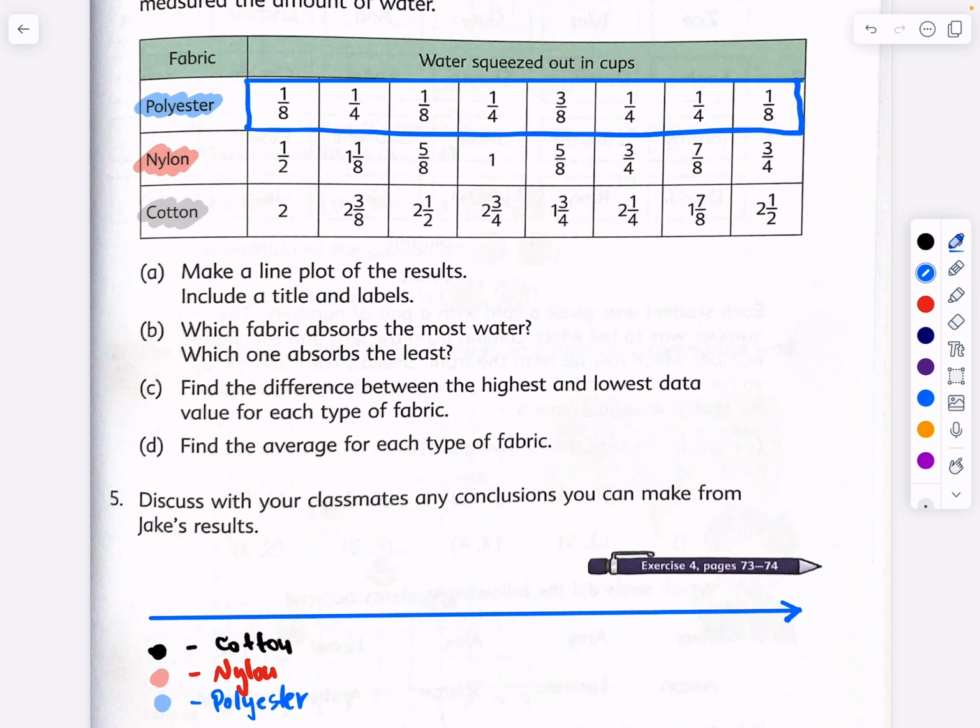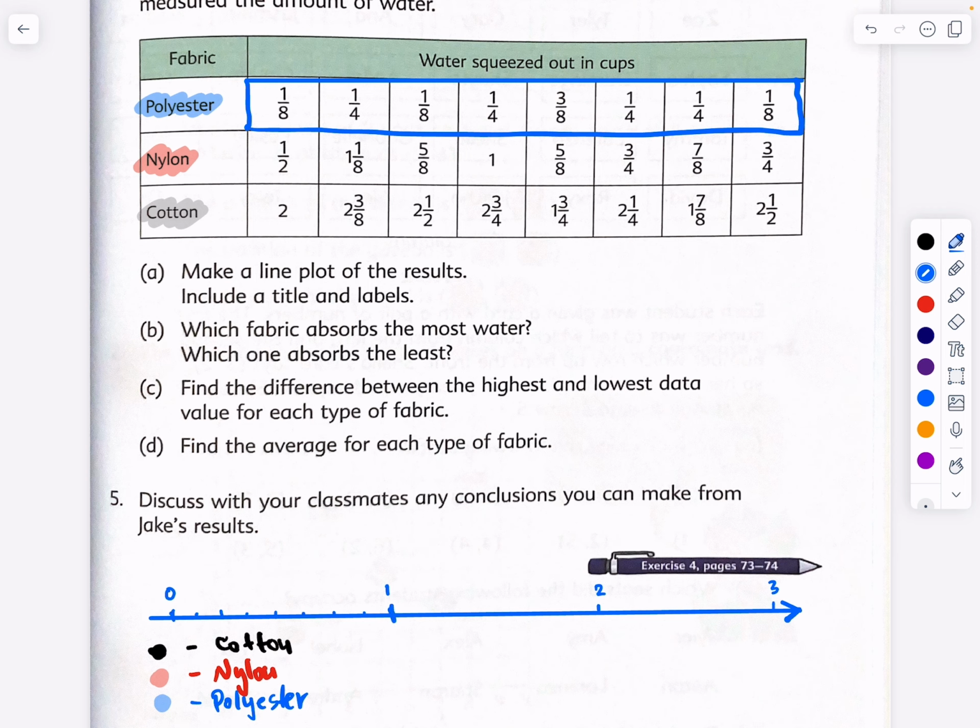We have 1/8, 1/4, 1/8, 1/4, 3/8, 1/4, 1/4, 1/8. We have nothing more than between 0 and 1. So let's just place some numbers. We're going to have 0, and then a 1, and a 2, and somewhere here we will have a 3. And let's break them up into 8 equal parts. So this is 2 parts, this is quarters, and each quarter becomes an eighth.